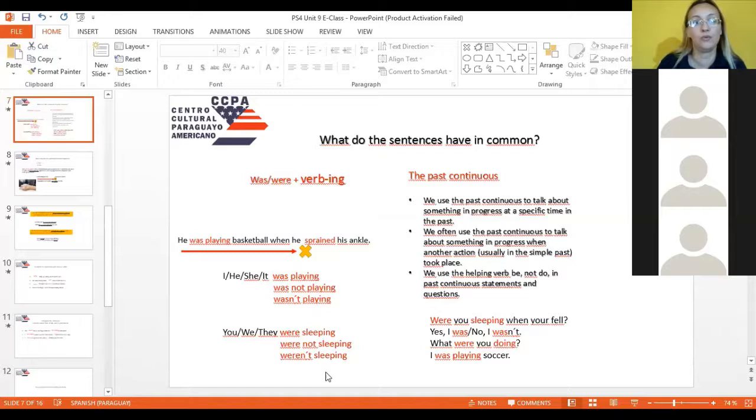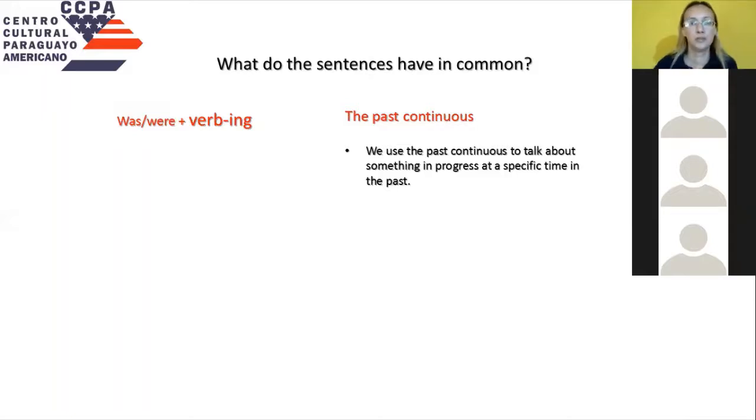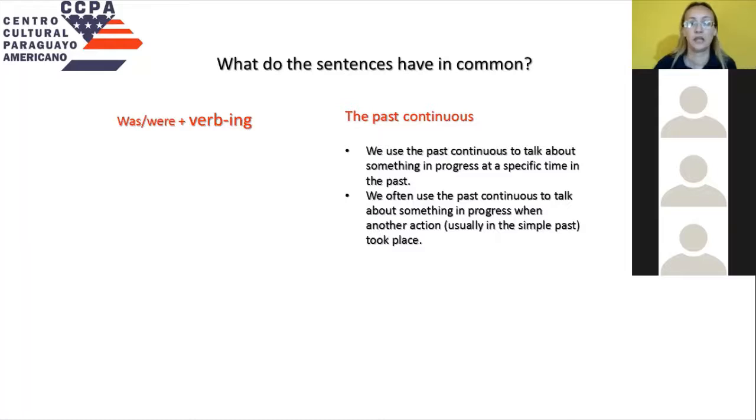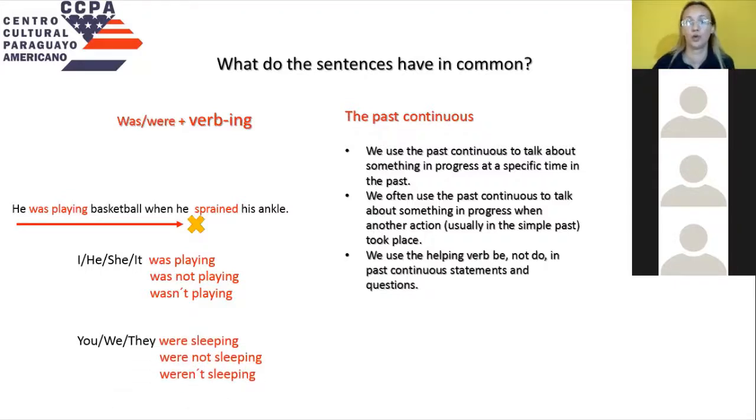Okay, so before we finish the meeting, I want to go over the grammar one more time. Then I will leave you alone to eat your milanesa. The sentences have in common was, were, verb plus ing form, and this is called the past continuous. We use the past continuous to talk about something in progress at a specific time in the past. We often use it to talk about something in progress when another action, usually in simple past, took place. We use the helping verb be, not do, in past continuous statements and questions. I, he, she, it, was, and you, we, they, were.